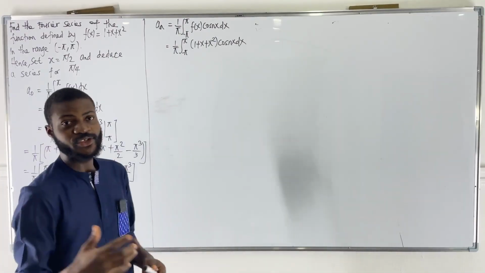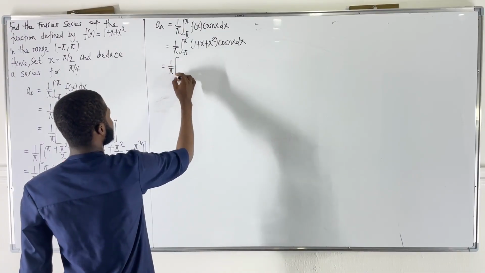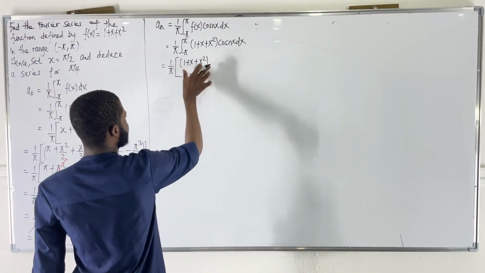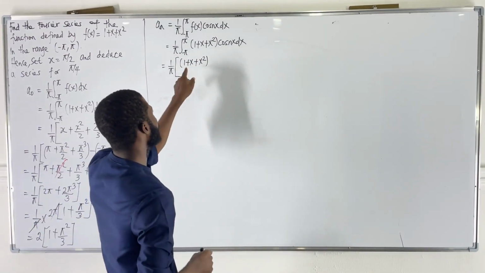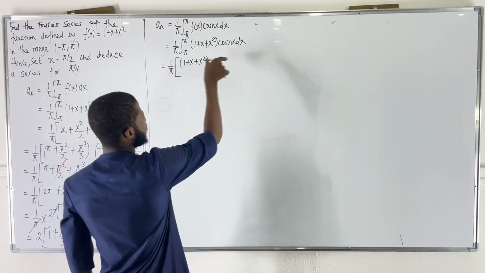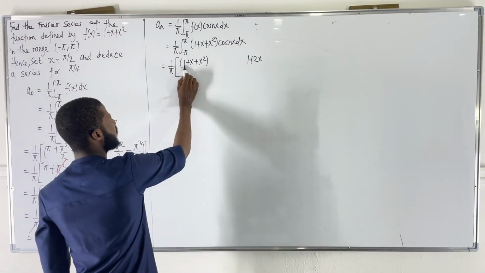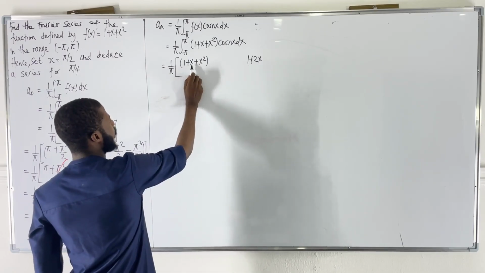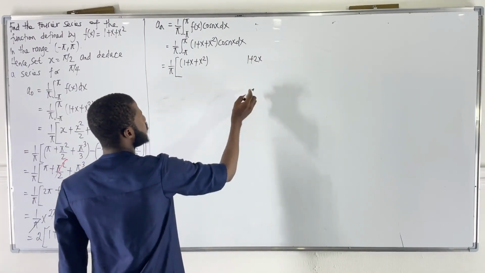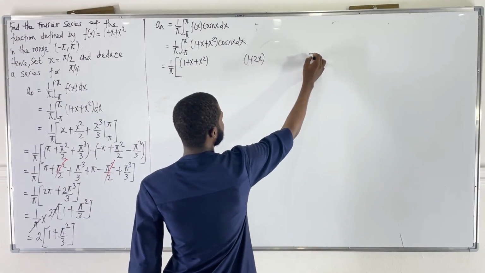Okay, now this is where integration by parts comes in. So this will become 1 over pi. Now write this expression you see here, 1 plus x plus x squared. Next, what you'll be doing to this guy is to differentiate it until you get 0. So differentiating the first time, you will get 1 plus 2x. How did I know it's 1 plus 2x? When you differentiate 1, you will get a constant. When you differentiate x, you will get 1. Then when you differentiate x squared, you will get 2x. And when you differentiate this expression again, you will get 2.